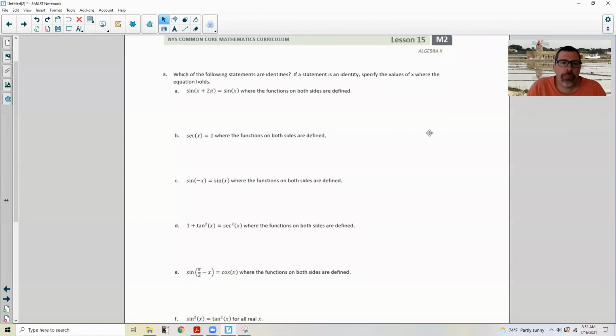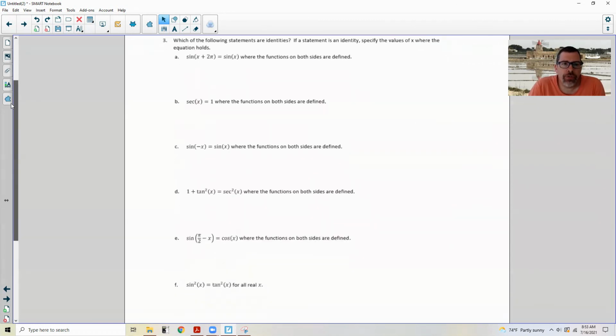Okay, page 3 brings us to problem number 3, which asks which of the following statements are identities. If a statement is an identity, specify the values of x where the equation holds. So pause the video, see if you can do these. Unpause the video, come back and see how you did. Okay, so assuming you paused the video and done this, let's take a look.